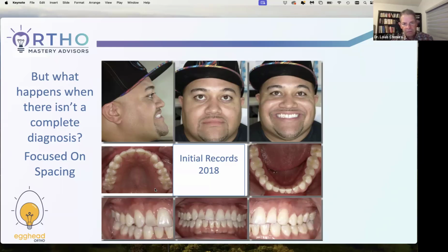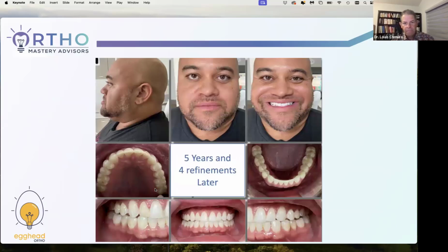And you can see where, from an aligner standpoint, it looks pretty straightforward, right? He's got a little bit of spacing. Arches are wide. A little bit of spacing. 5 years and 4 refinements later, here's where he sits. And he says to me, Lou, my bite doesn't feel right. I'm wearing down my front teeth.